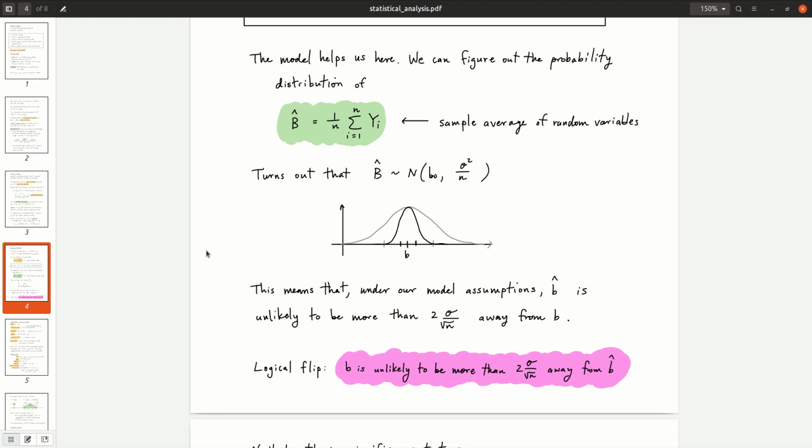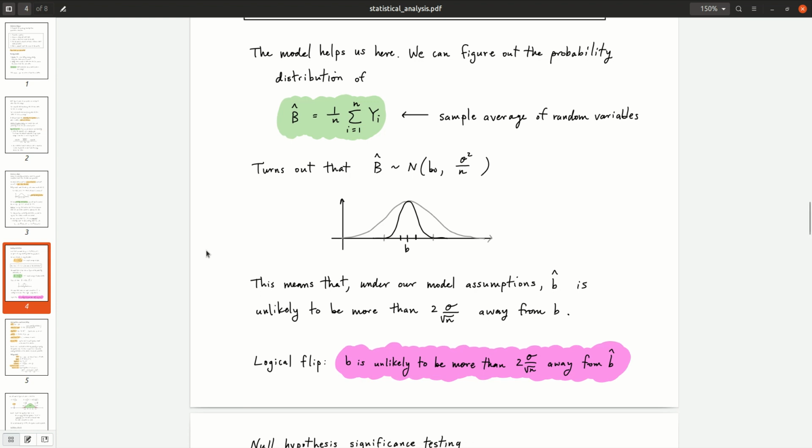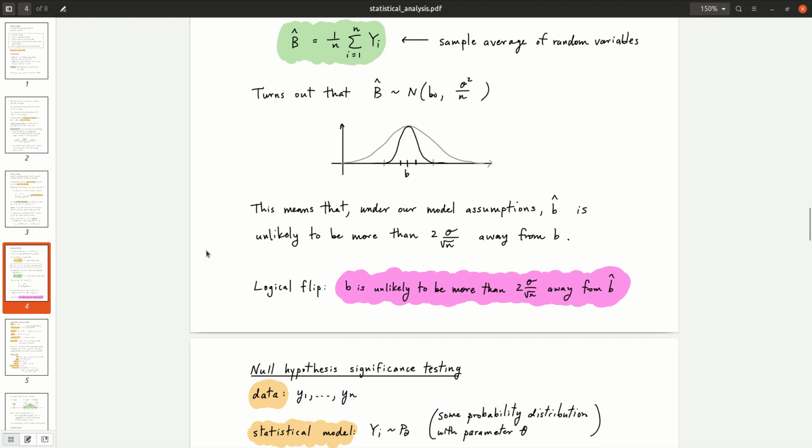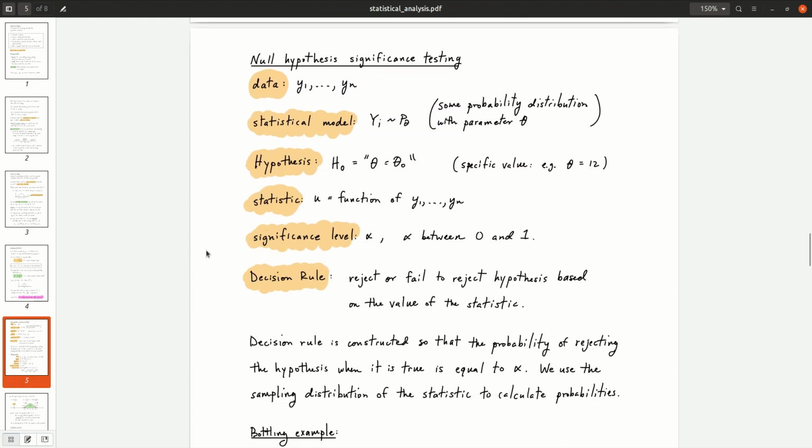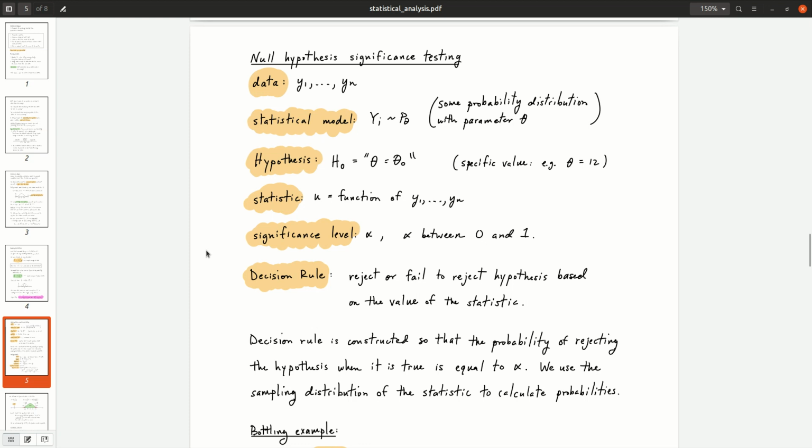All right, so that's some background about how these sampling distributions work. And what I want to do now is put all this together into a formal process for making decisions. Okay, so we get data. I'm labeling this y1 to yn. We choose a statistical model.